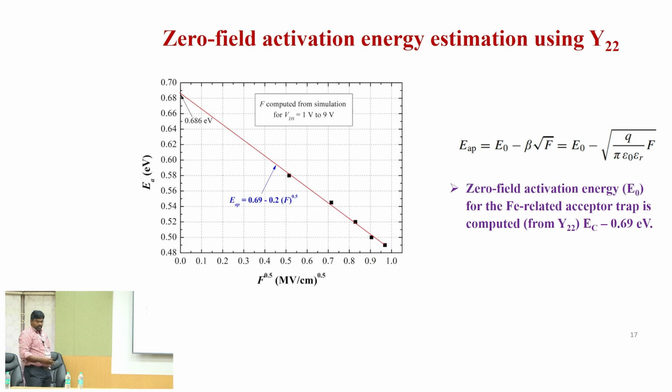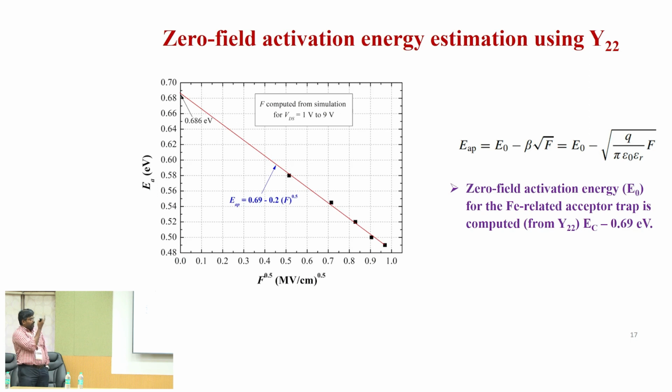So similarly, you are getting the apparent activation energy for different drain voltages. Then you are making a linear fit. So from the intercept you are getting the apparent activation energy. So in this case it is 0.69, so anyhow it is close to that. So the apparent zero field activation energy for the iron related acceptor trap is about 0.7 electron volt.